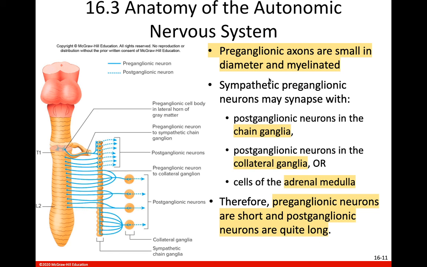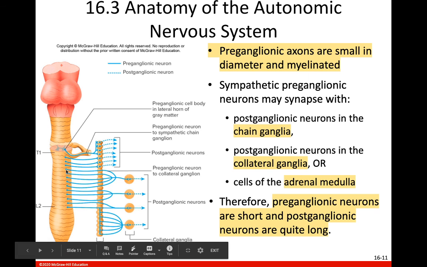Again, the preganglionic axons are going to be very small and myelinated, so we're going to get the signal conducted very quickly from the central nervous system out to those ganglia.